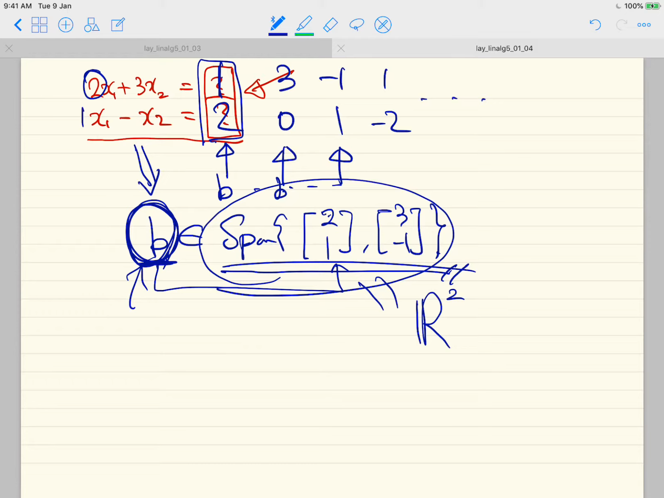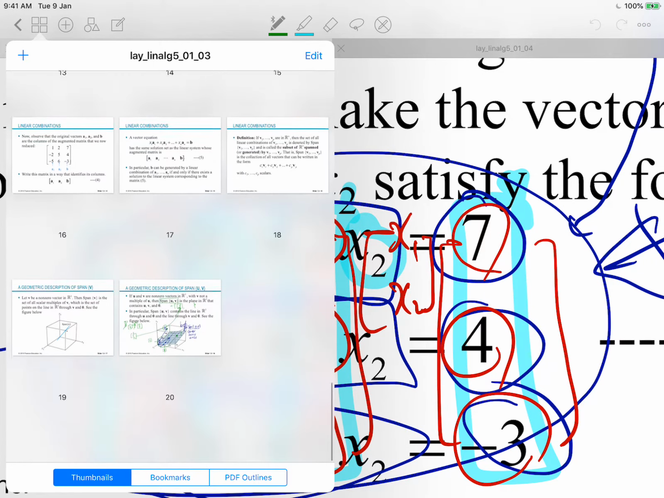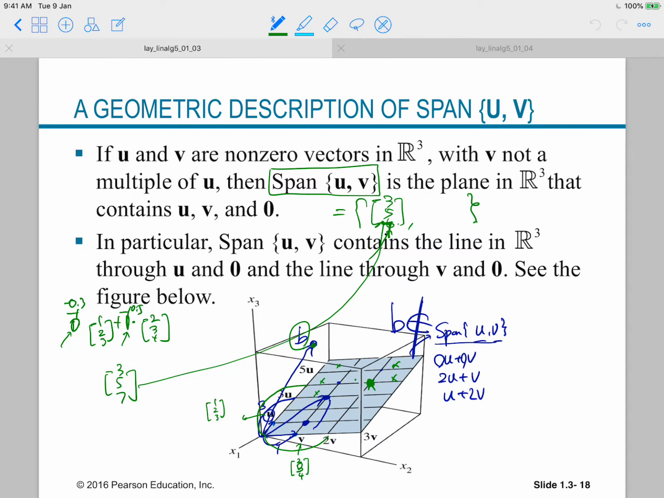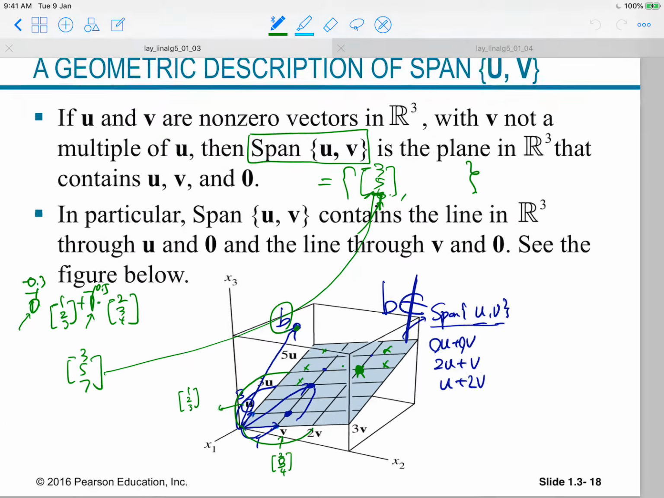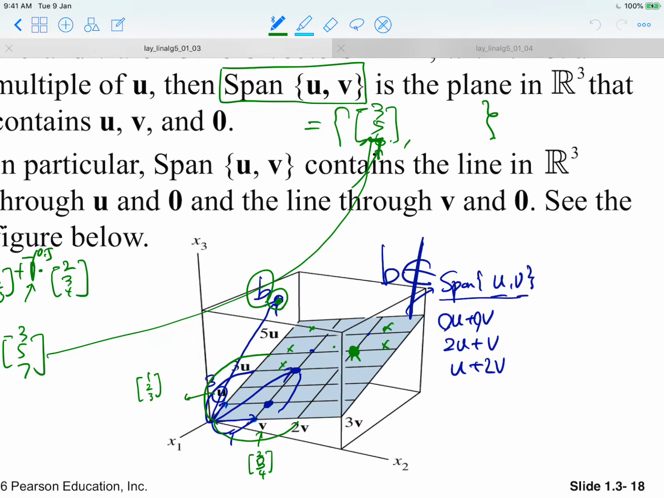So in this situation, it is not the case where we can guarantee the existence of the solution for any B, because depending on our B, if the B happens to be given over here, then this is when we have no solution at all, right?